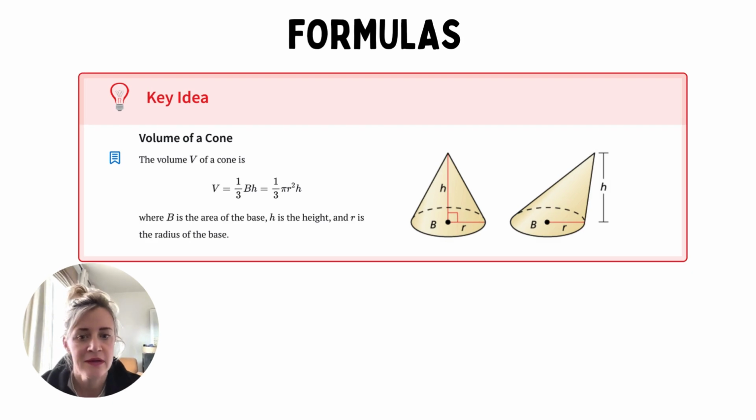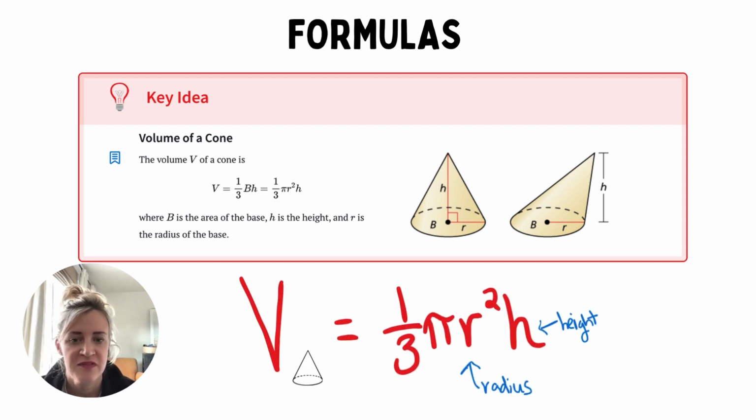All right, volume of a cone formula, just like volume of a pyramid, except your base is a circle. So we're going to plug in the formula for the area of a circle for the area of the base. Volume equals 1/3 pi r squared times the height.